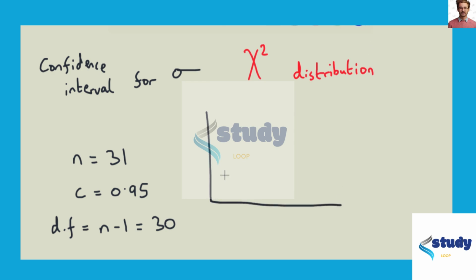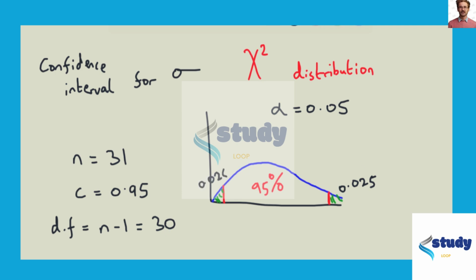So I'm going to draw a chi-squared distribution here. It's not symmetric, it has a long right tail. And when we say C is 95% confidence, that means that we have the middle 95% in our confidence interval and 5% in the tails. Now we can call the sum of the tails alpha, so here that's 5%, and each tail gets alpha over 2. So this is the bottom 2.5%, this is the top 2.5%.